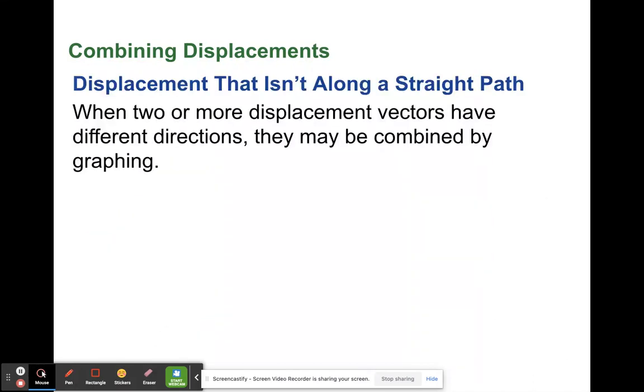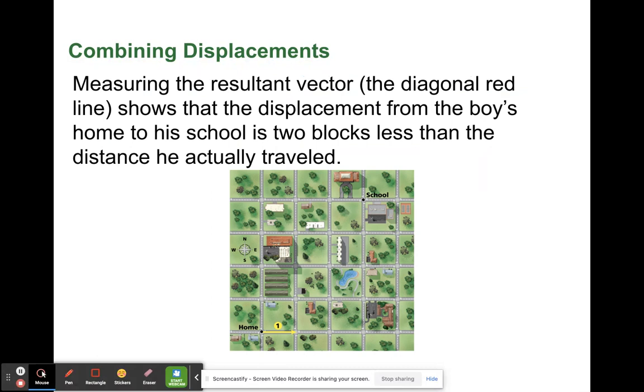Displacement isn't always along a straight path. When two or more displacement vectors have different directions, they may be combined by graphing. So look at this example. Measuring the resultant vector, the diagonal red line shows the displacement from the boy's home to his school is 2 blocks less than the distance that he actually traveled. So this is the path that he walks to school, right? So this would be the distance that he walks.